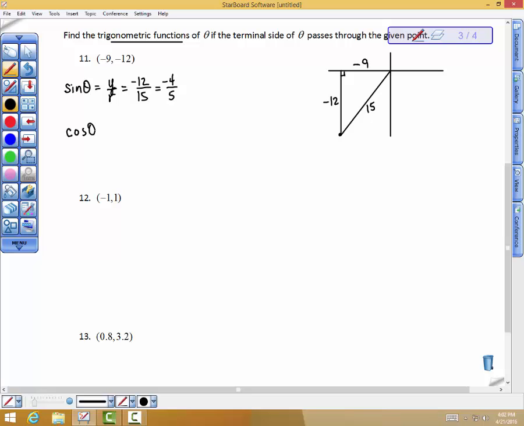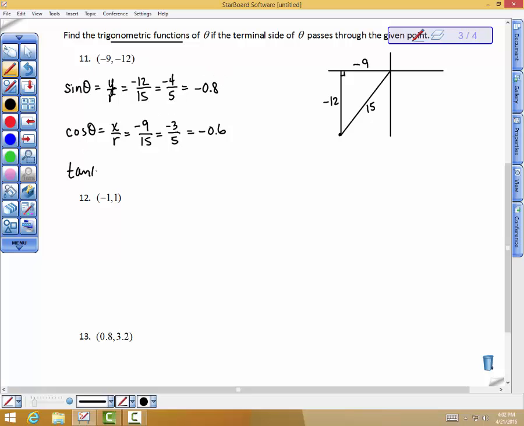The cosine of theta is defined as x over r. So my x value in this problem is a negative 9, and my hypotenuse is 15. Again, please reduce it. Negative 3 over 5. Yes, you can call these decimal numbers. You can call it a negative 0.8. You can call it a negative 0.6. Please know that fractions, which are what represent the trig functions, can be written as decimals.